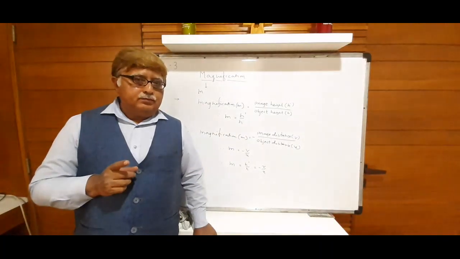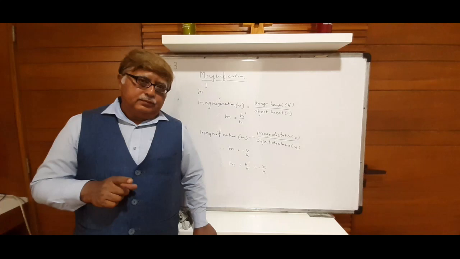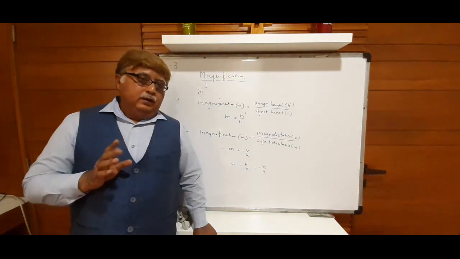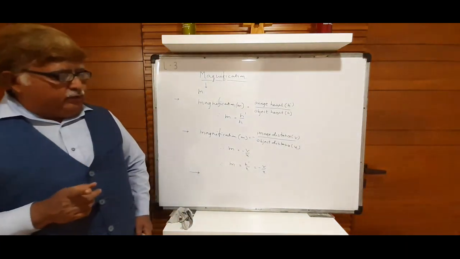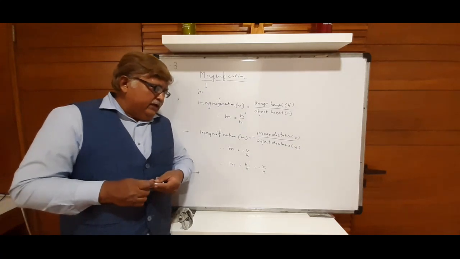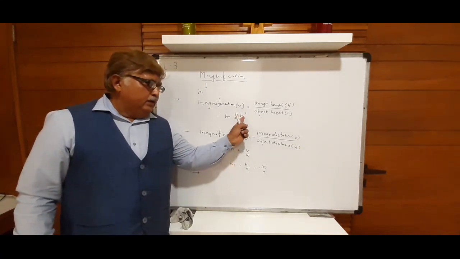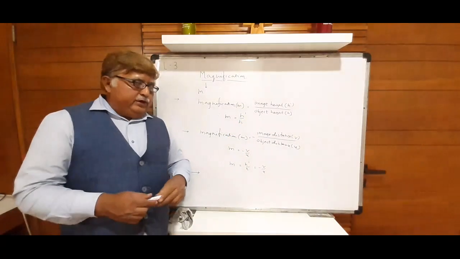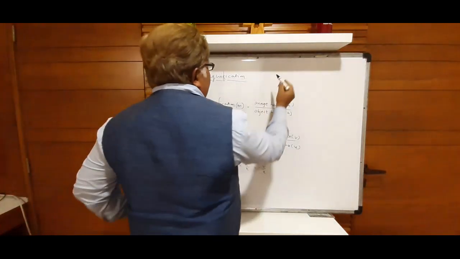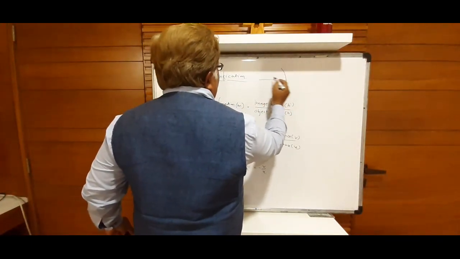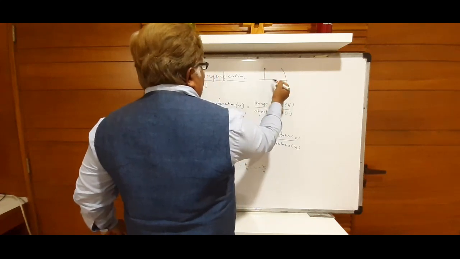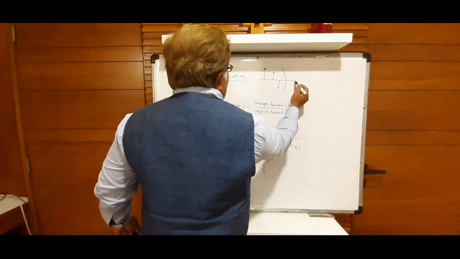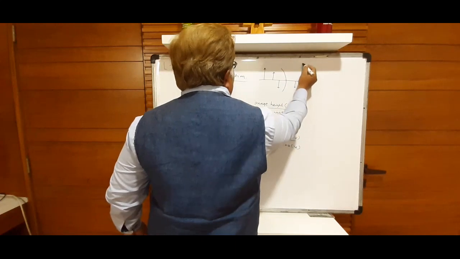Magnification can be either positive or negative. You can understand it from here. This is showing image height, this is showing object height. Object, as you know, I draw a diagram only for your understanding. The image can be here also, image can be this way also.